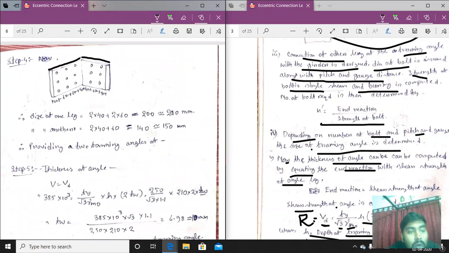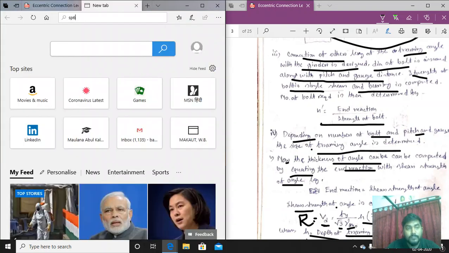So the size of one leg, first this leg, will be 40 plus 60 plus 60 plus 40. So 2 into 40 plus 2 into 60, that is equal to 200. Okay, and taking it to be 200. Now the size of the other leg will be 2 into 40 plus 60, that is 40 plus 60 plus 40, that is 140, taking the value to be 150. Now what angle to be selected based on that? Let us open SP6.